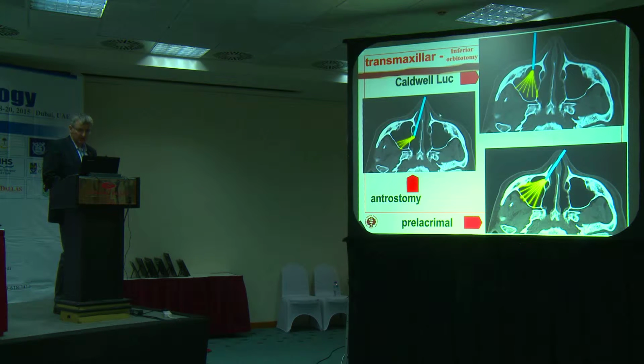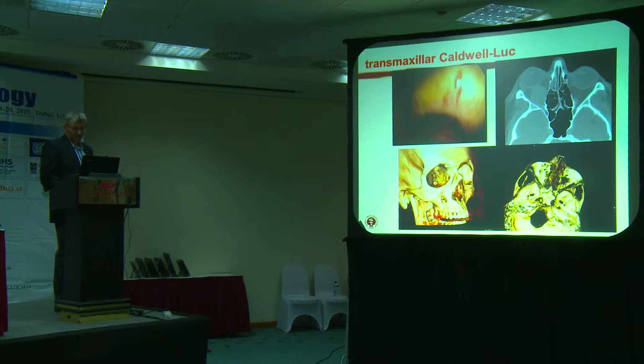When we choose the transmaxillary approach, we should be aware that using this simple approach through the natural ostium or enlarged antrostomy, we can see barely one third of the orbital floor. So it's wiser to choose one of these anterior approaches, either through the canine fossa or through the so-called prelacrimal approach, just between the nasolacrimal duct and the anterior maxillary wall. There are some examples of these approaches.